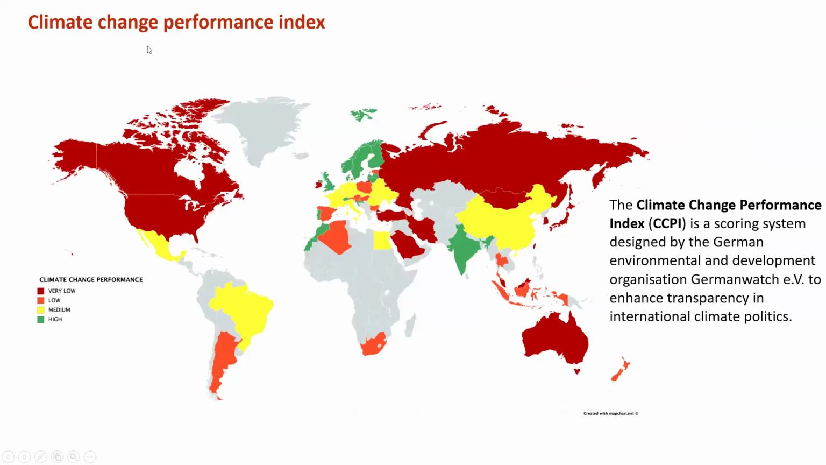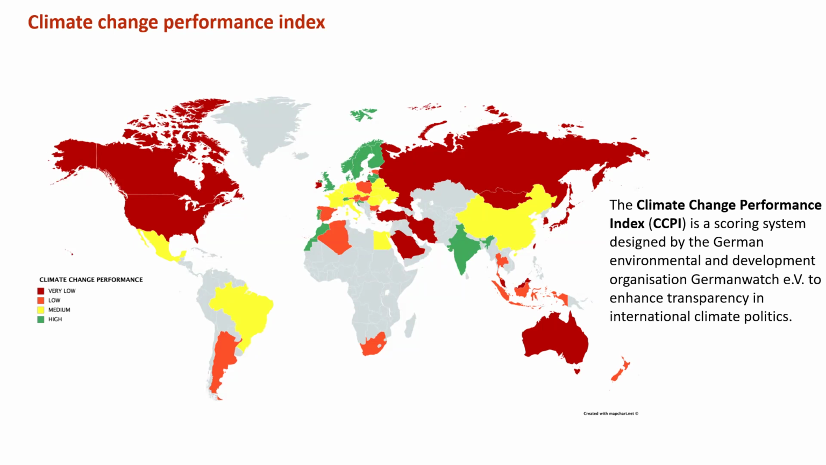Now, this is a map of the climate change performance index. And what is the climate change performance index? If we talk about climate policies, which of course are related to energy production and also to other human activities that produce CO2 emissions, it is interesting to look at which countries are performing better in terms of reducing these emissions of CO2.